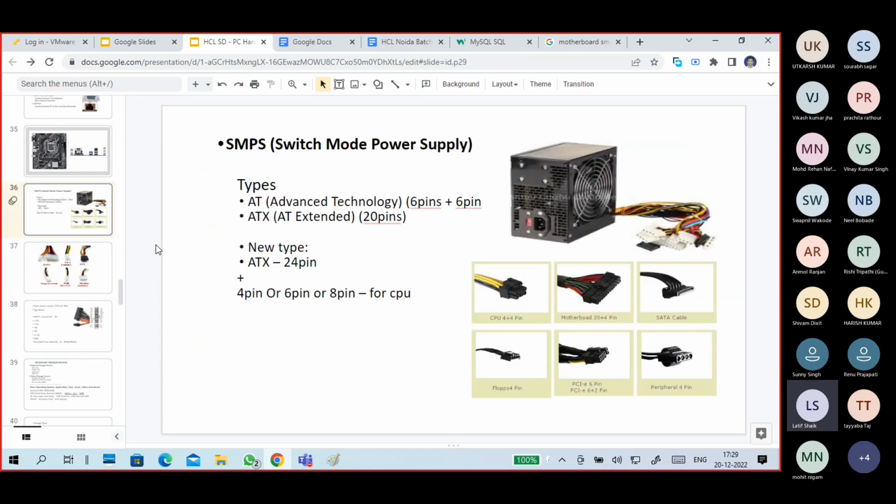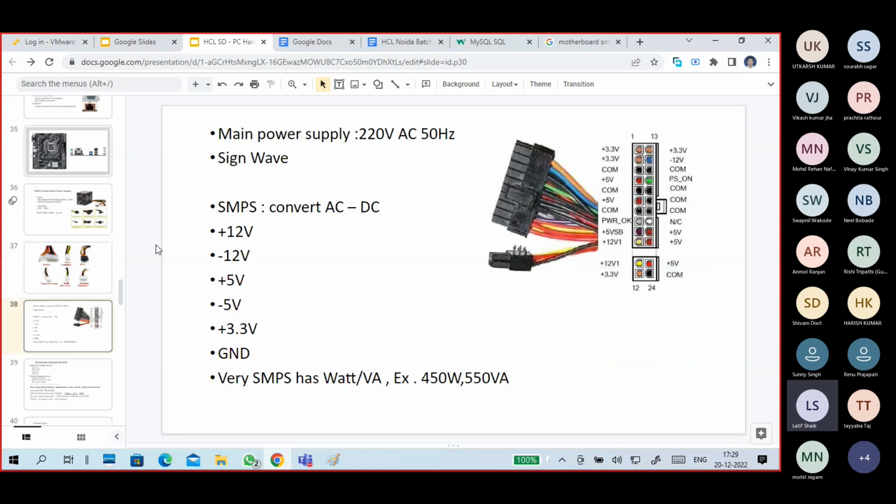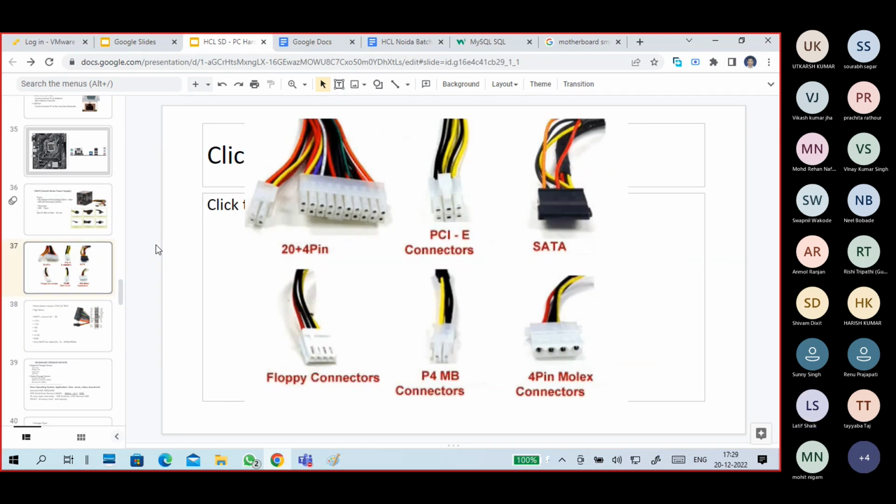So what does the SMPS do? It converts AC to DC. It gives different DC power supplies to our computer and other components. The SATA connector gives power to the hard disk or CD/DVD. The Molex connector is also the same for a hard disk or CD/DVD, but Molex is an older type, like IDE type CD/DVD or hard disk. SATA hard disks or SATA CD/DVDs require SATA power connectors.